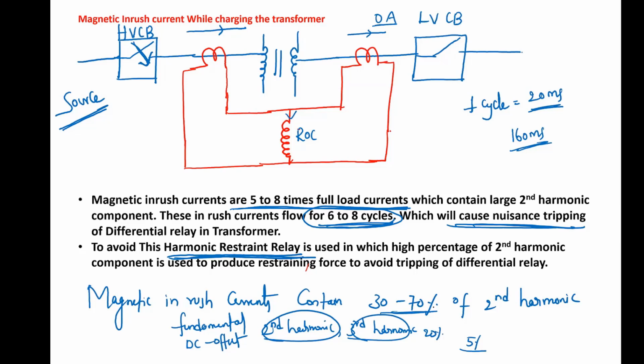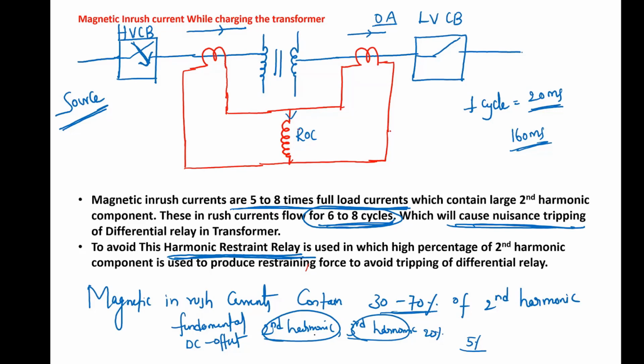Okay, so what will this harmonic restraint do? It keeps a filter, and it provides a restraining force from the second harmonic, third harmonic, and other harmonics. So the restraining ampere turns are being fed by this second harmonic and other higher components. These other harmonics will create a restraining force that will avoid the tripping of the differential relay.